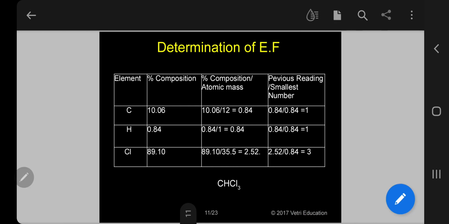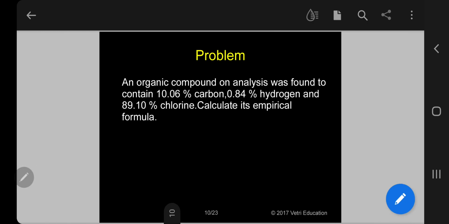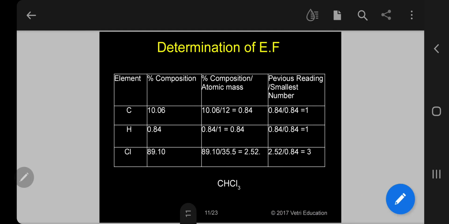Kindly follow. I am putting it in the form of a table. There are 4 columns in the table. First column, element symbol. Second column, percentage composition. Third column, percentage composition divided by atomic mass. And fourth column, the previous reading divided by the smallest number. Kindly follow.